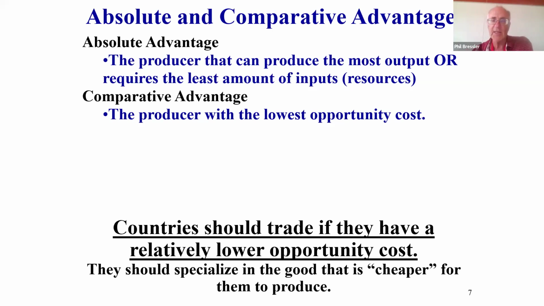And again, we did talk about this at the end, but I'm just reviewing: countries should trade if they have a relatively low opportunity cost. They should specialize in the good that is cheaper for them to produce.